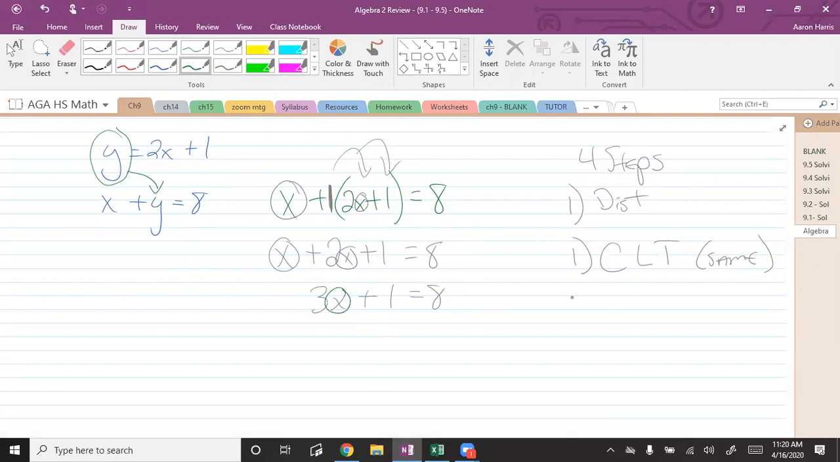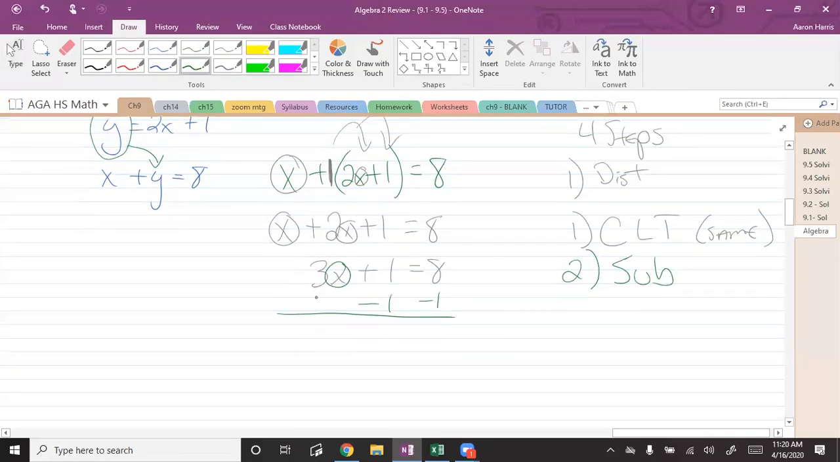So I'm on to step number 2. What do I do? All addition and subtractions from near your variable. Good. So you subtract what? 1 from 8. There you go. What I do to one side, I must do to the other. So what comes down? 3x equals 7.